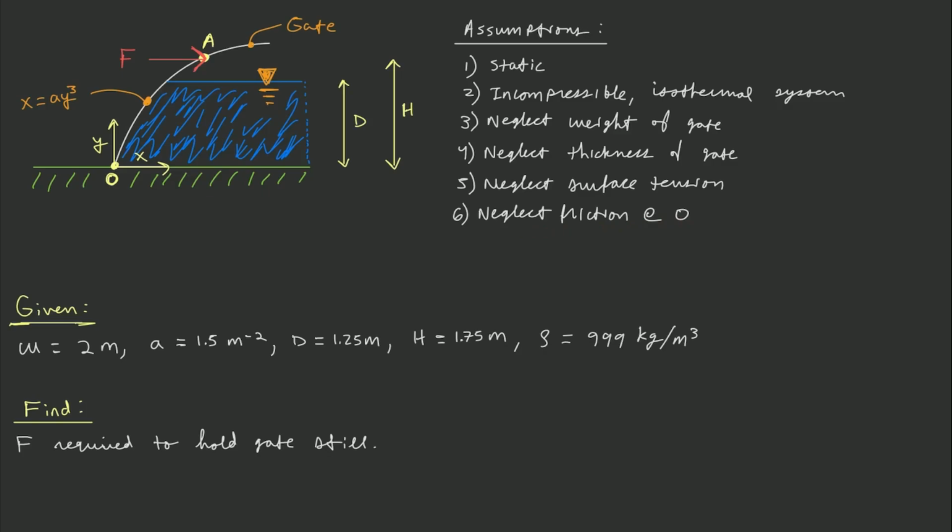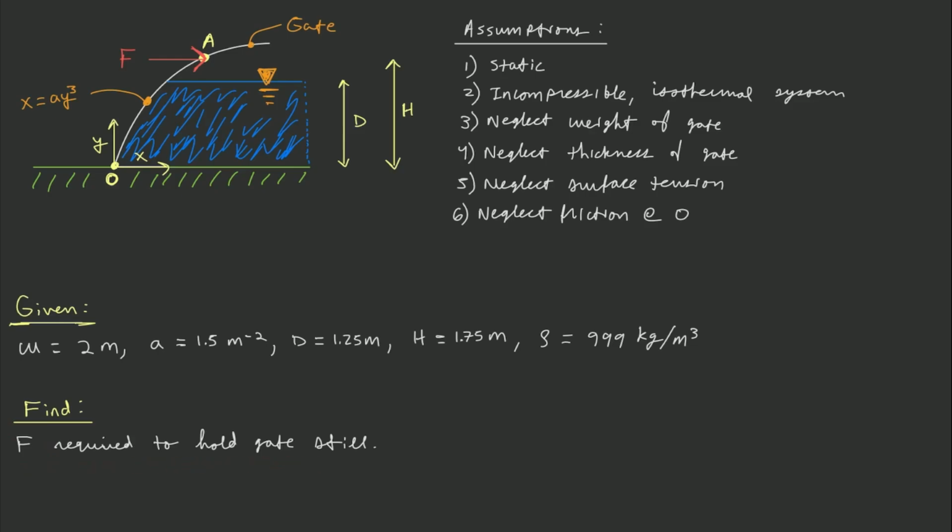So the givens here are the width of the gate into the page is 2 meters. A, this constant factor in the function that describes the gate, is 1.5 per meter squared. D is equal to 1.25 meters, and that is the depth of the water behind the gate. H is 1.75 meters, that is the distance from the point A to the ground. And rho, the density of the water, is 999 kilograms per cubic meter. It doesn't have to be water, in this case, we're just using water. So the objective here is to find the force F required to hold the gate still.